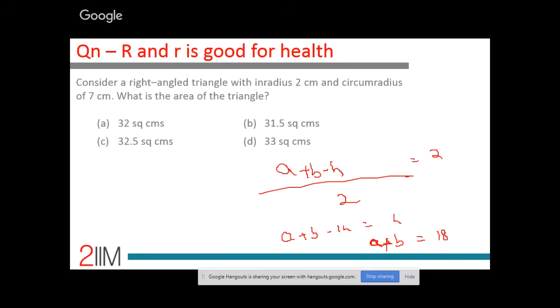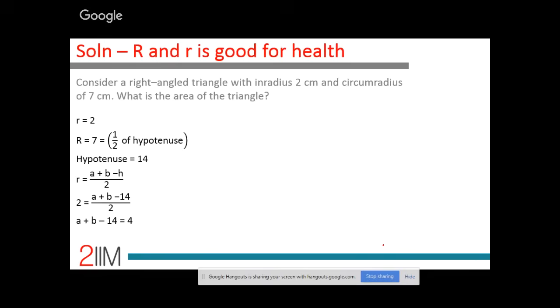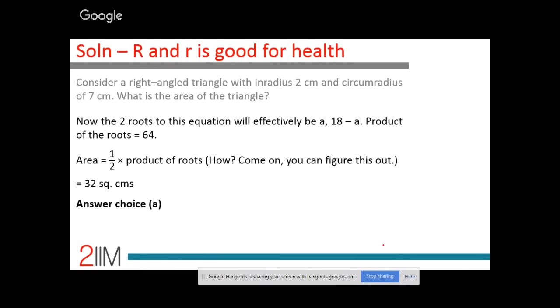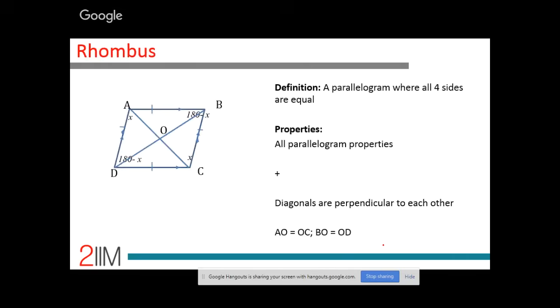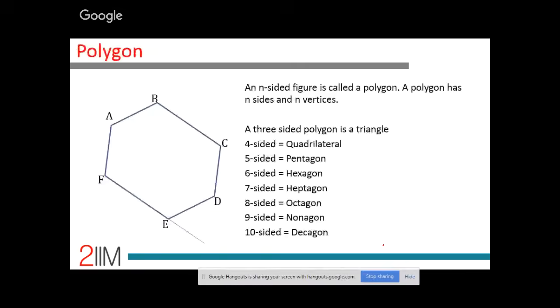I'm not saying you've been given the hypotenuse. You've been given the circumradius, which means you've been given the hypotenuse. You should know that. Circumradius is half of the hypotenuse. You're looking at a right angle triangle. Fine. So for this, hypotenuse is 14. A plus B is 18. So perimeter is 32. Semi-perimeter is 16. R into S, 2 into 16, 32. We've actually done this by a more roundabout method. We'll fix that later on. Go to the next question out there.